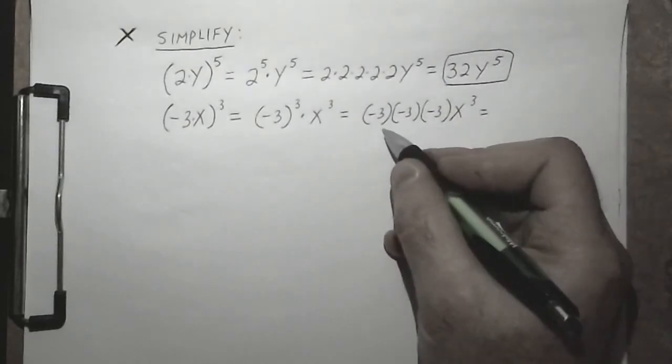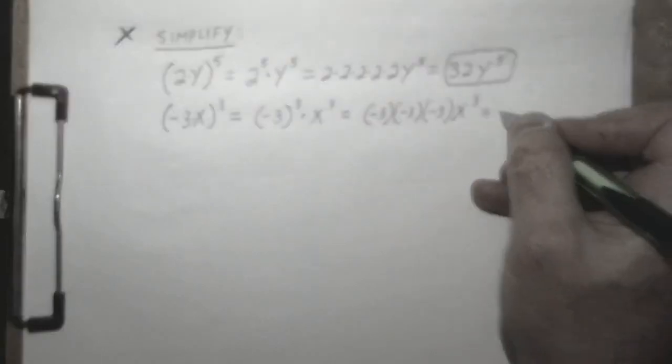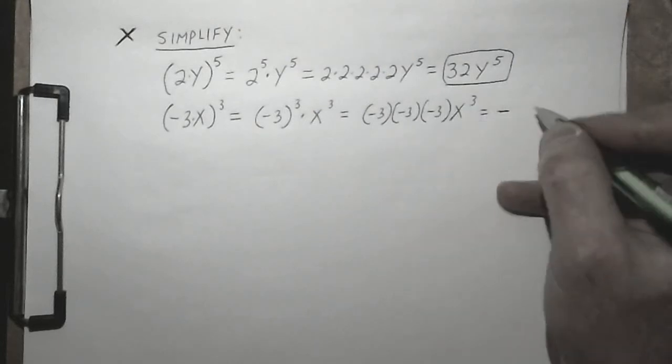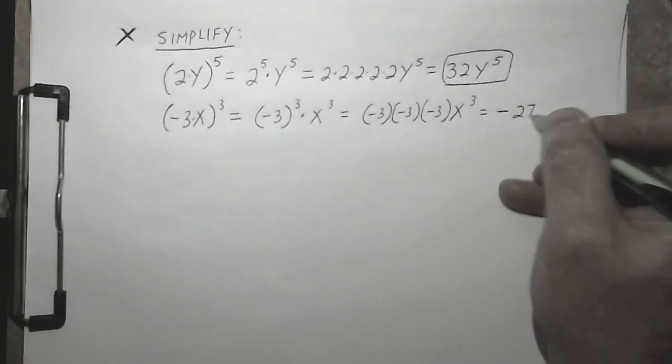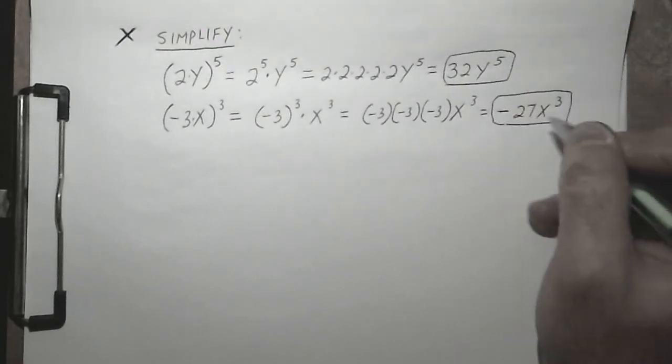Because we're multiplying an odd number of negative factors here together, our product is going to be negative. 3 times 3 is 9, and 9 times 3 is 27. So we'll have negative 27x cubed as being the final answer for that problem there.